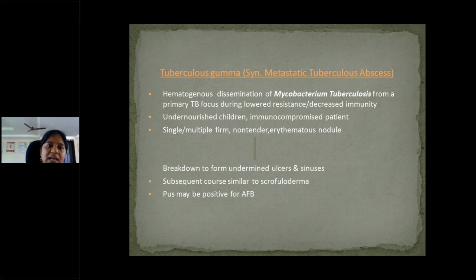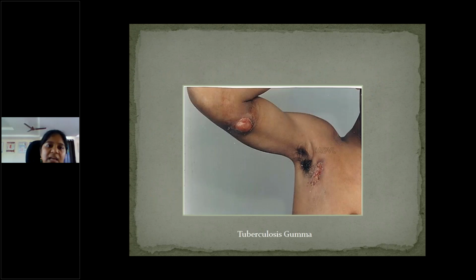It presents as single or multiple firm, non-tender erythematous nodules, and it breaks down to form undermined ulcers and sinuses, and the subsequent course is similar to that of scrofuloderma. It will form bridging scarring and then later heal. Mantoux may be positive. So you can see here, in this case, this is the tuberculous gumma, and this is little healed. That's why you can see the scarring.